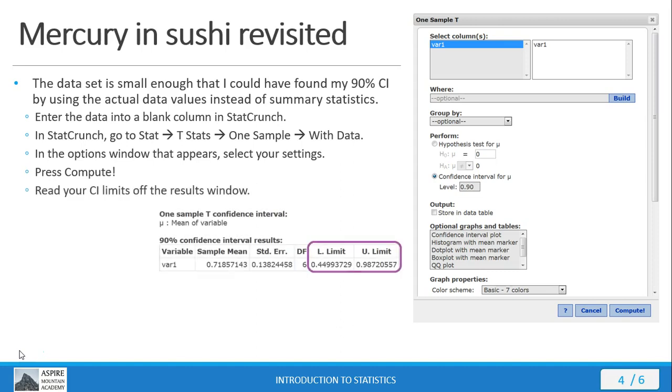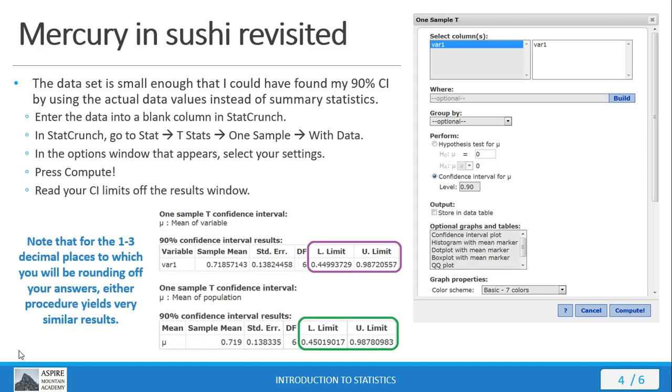And out comes our CI limits that are right off the result window. If we compare to what we had before, notice that there's a very slight difference. For the 1 to 3 decimal places to which most of our assignments will be asking us to round our answers off to, either procedure is yielding very similar results.